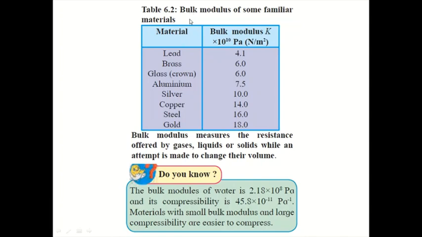Some values of bulk modulus of some familiar materials are given here: lead, brass, glass, aluminum, silver, copper, steel, gold, and the values are given here. Steel has 16, silver has 10. Bulk modulus measures the resistance offered by a gas, liquid or solid when an attempt is made to change their volume. Means, take the example of steel and silver: steel offers more resistance to change in its volume, and silver gives less resistance to change its volume.